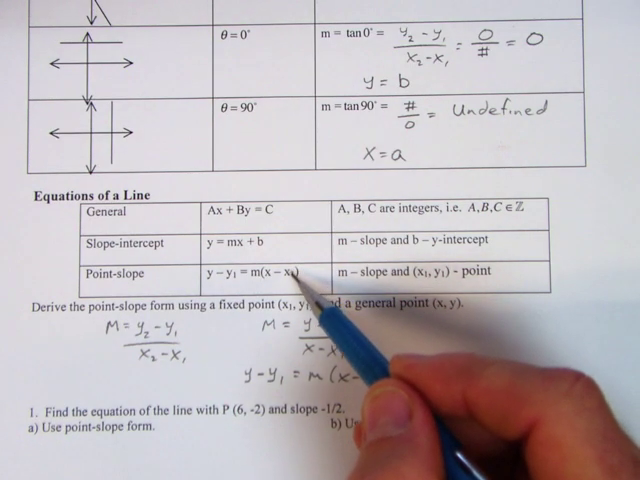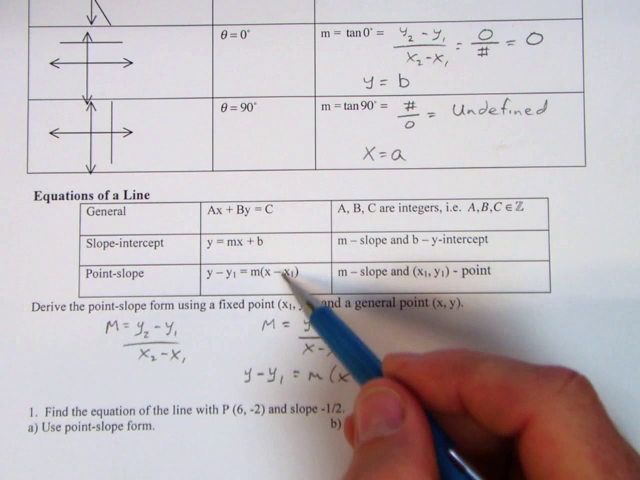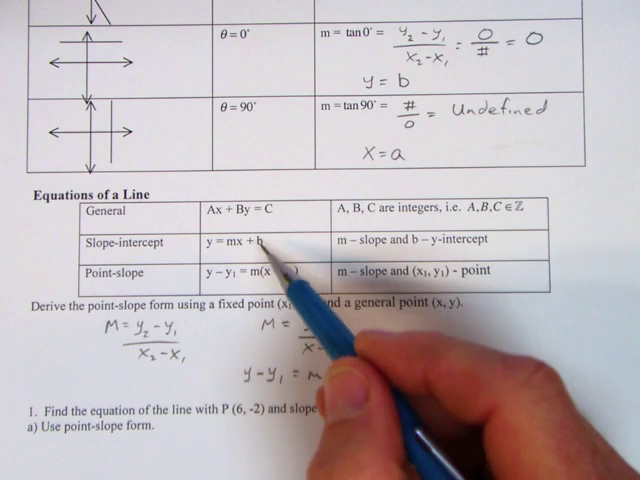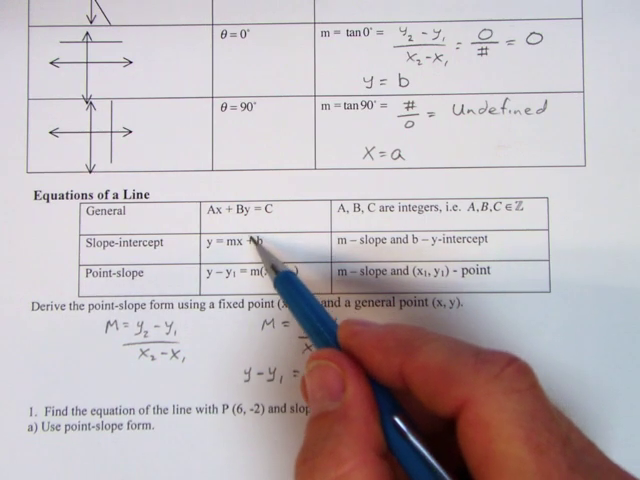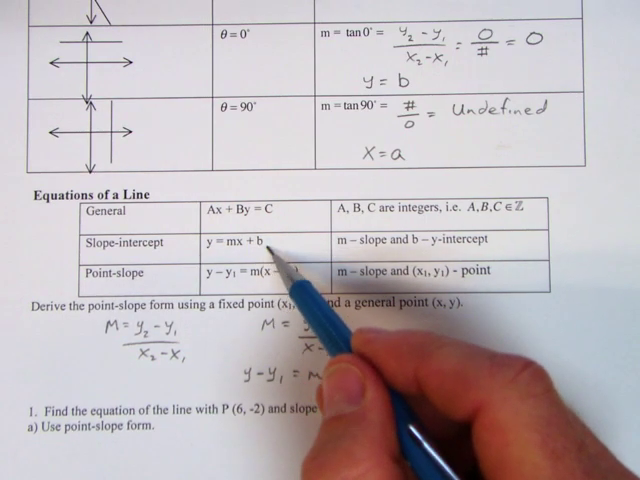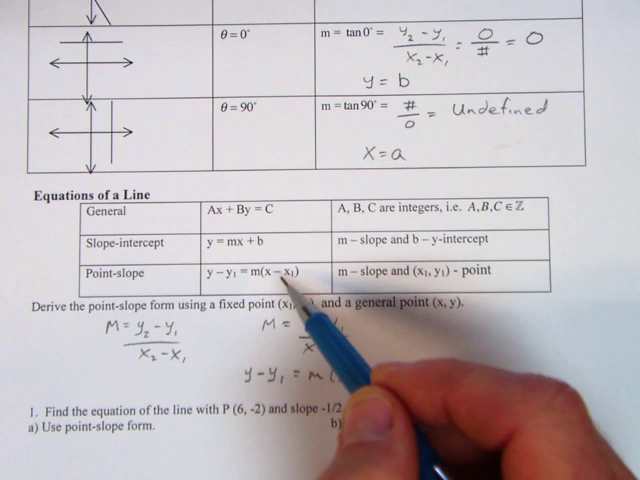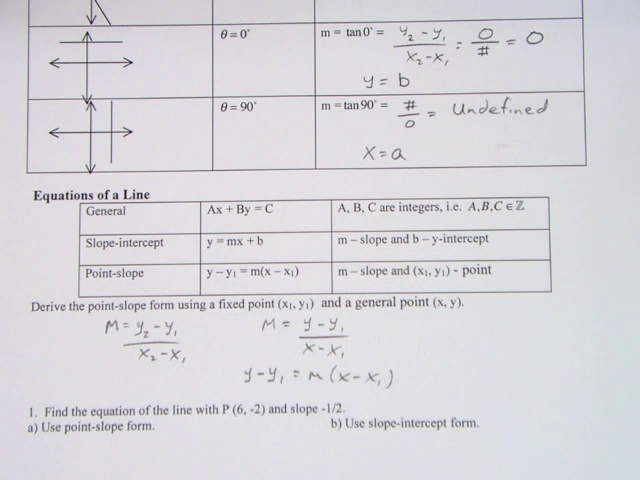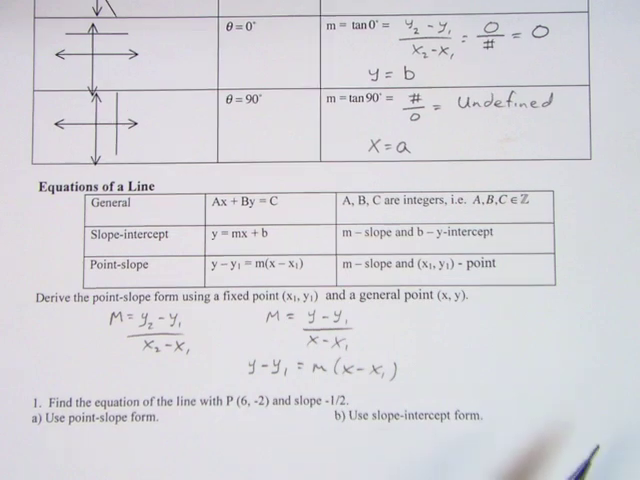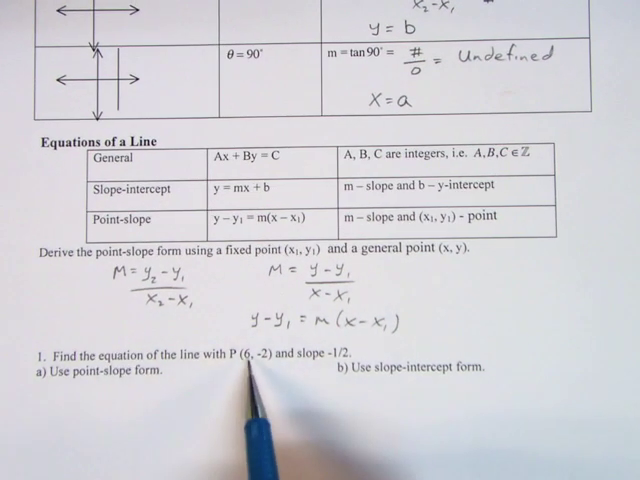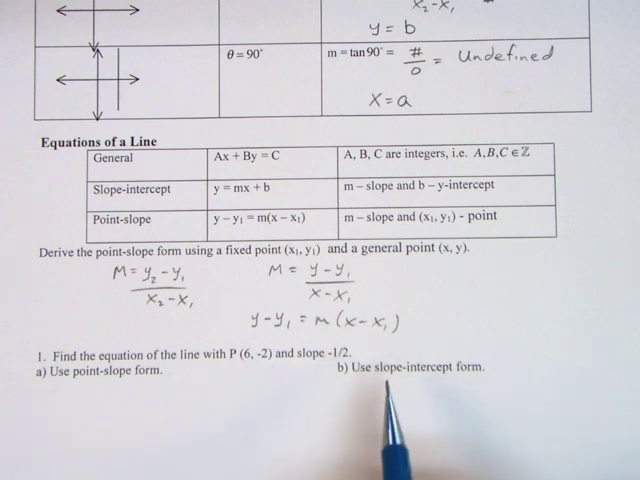One thing about the difference between them, they both have a slope and they're both given a point, but the difference is slope-intercept is given a specific point, it's given the y-intercept. Any general point could be the y-intercept, or it could be any other point. Let's take a look at how this would look in this problem. We have a point 6 comma negative 2, we have a slope of negative 1/2. Let's use the point slope form.